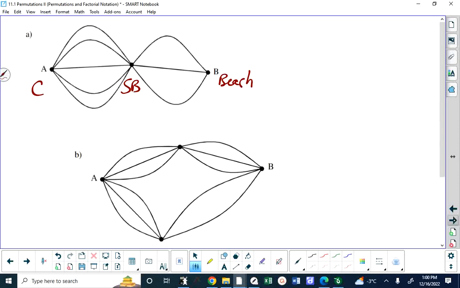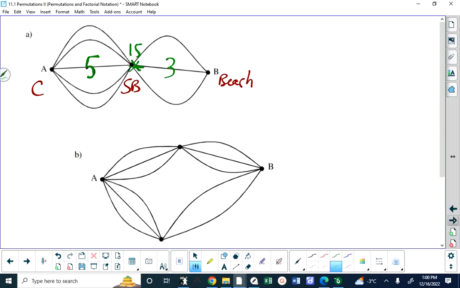And since there are only 5 paths to go from your campsite to the snack bar, and there are 3 paths to go from the snack bar to the beach, the answer is 15.